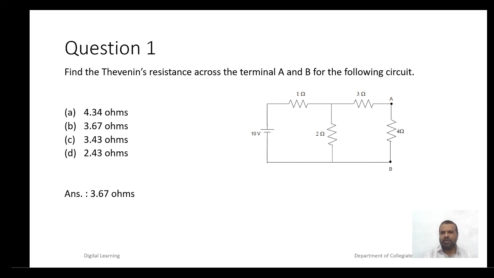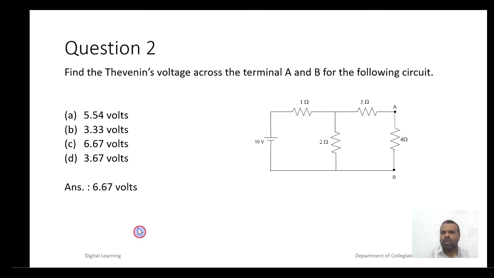Question number 1. Find the Thevenin's resistance across the terminals A and B for the following circuit. The options are A 4.34 ohms, option B 3.67 ohms, option C 3.43 ohms, option D 2.43 ohms. The correct answer is 3.67.